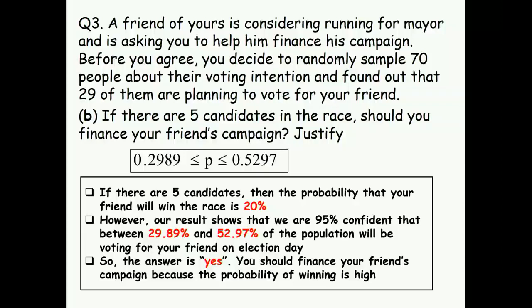If there were only 2 people, maybe you might hesitate, because this would be 50%, and there is a probability that it could be 30 also, or 32, or 33. You are not quite sure. So you might be thinking, oh, if there are only 2 candidates, maybe I will not finance, even if there is a little bit of chance here, but it could be also somewhere here.